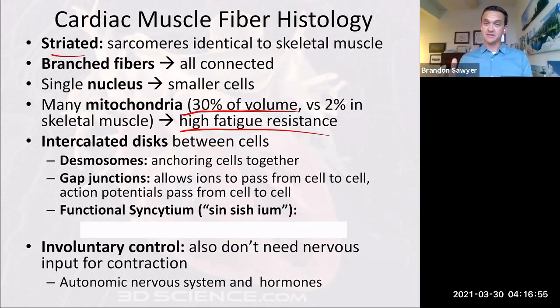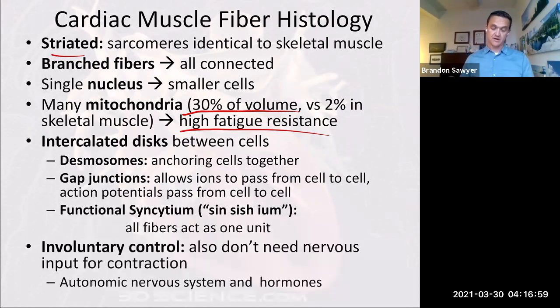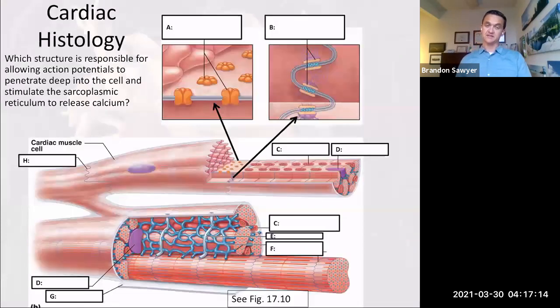And so they can act as something called a functional syncytium, which means all the fibers act as one unit, and all the left ventricle contracts all at once, not a little bit of it and a little bit of it. We want all of it to contract at once, okay? This is all involuntarily controlled, which is different than skeletal muscle. The autonomic nervous system does that, okay?